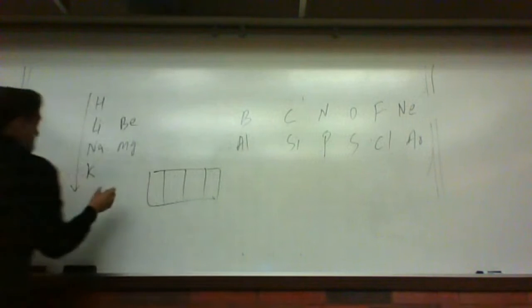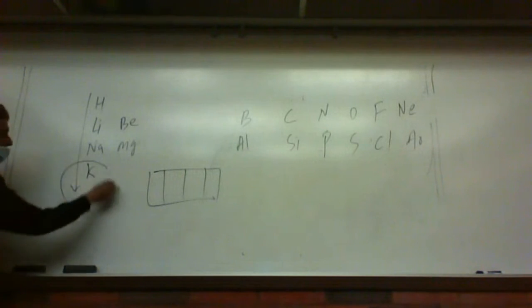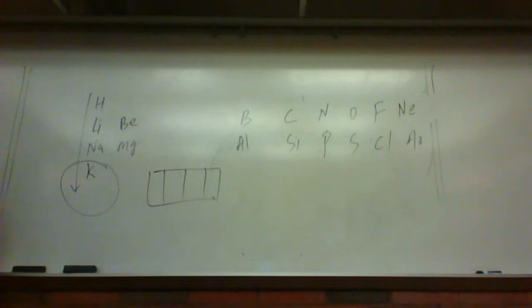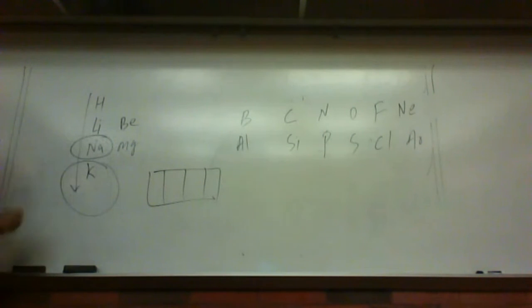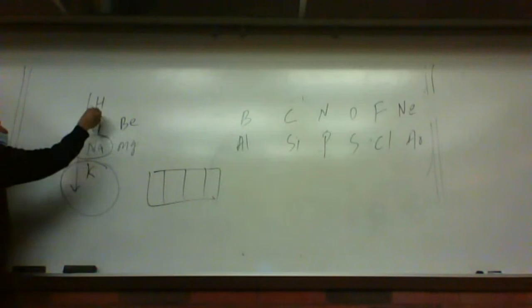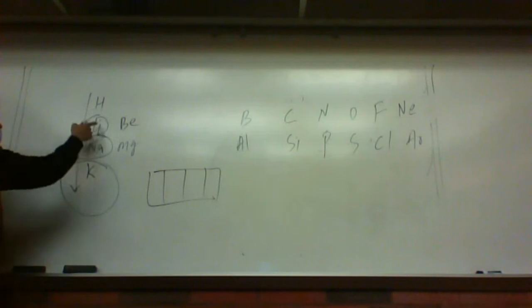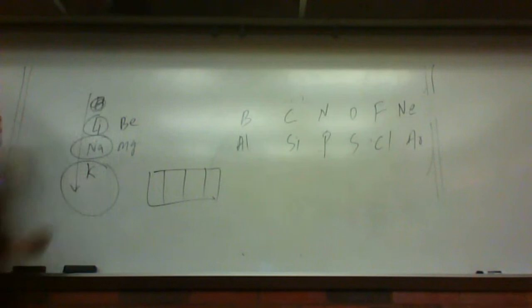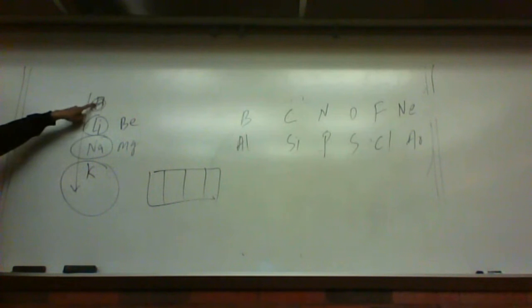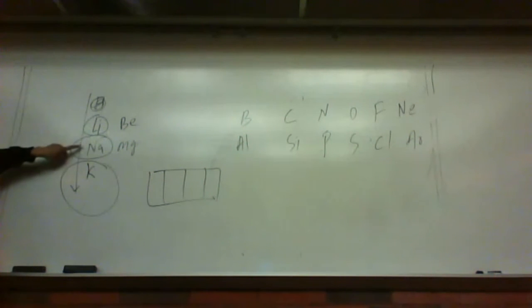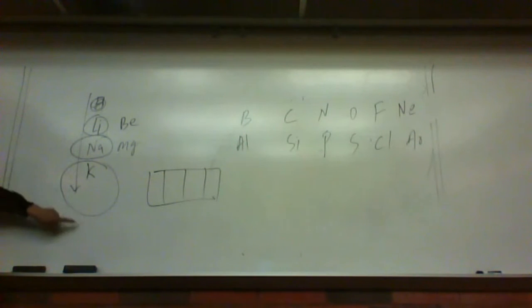Potassium looks like this, very big. The size of potassium is very big. Sodium is a little smaller than this, lithium is a little smaller than sodium, and hydrogen is really small. Make sense? So if we go in a group from top to bottom, size is increasing. Very small, a little bigger, very big.